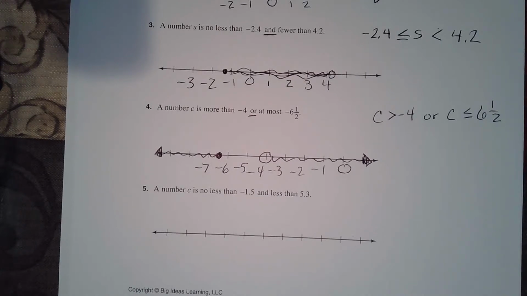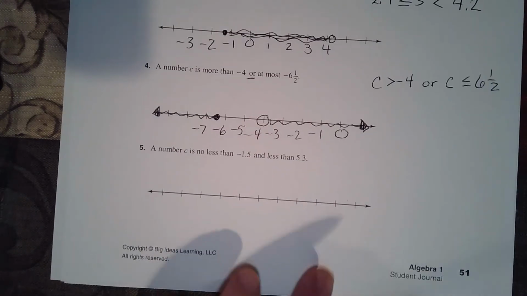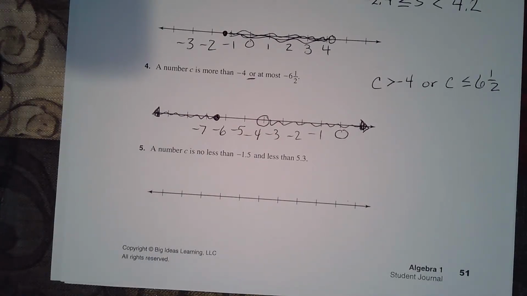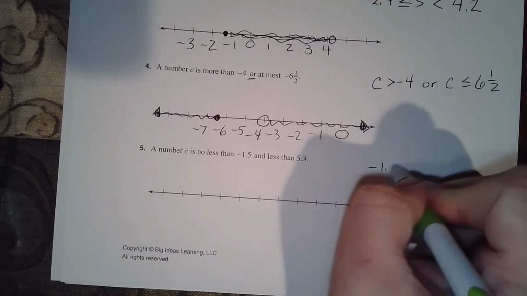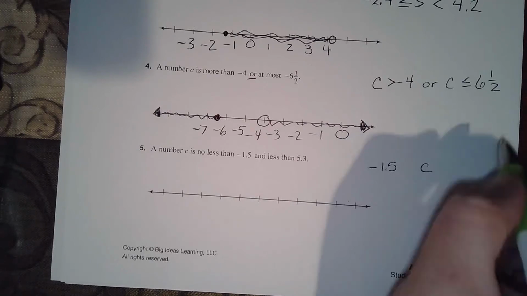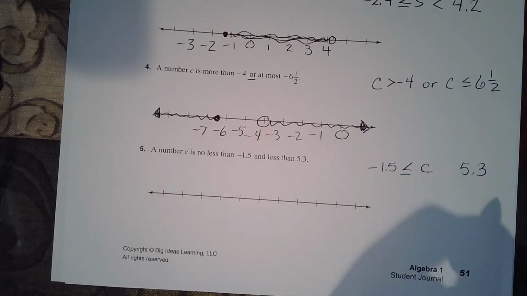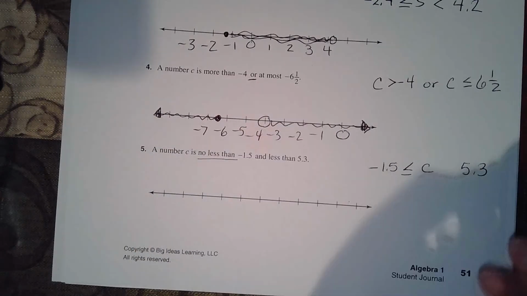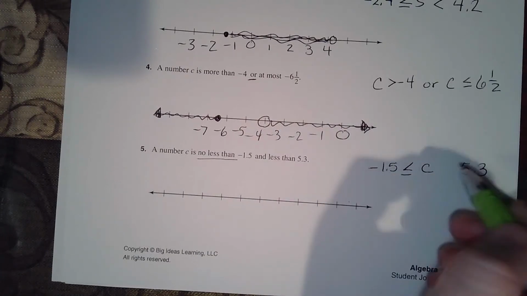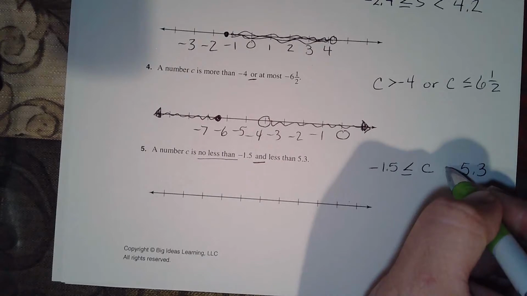Let's look at number 5. A number C is no less than -1.5 and less than 5.3. So once again, -1.5 is our lower number. We are using C for our variable, and 5.3 is our upper. So when we actually put this together, it says no less than. So no less than means I can hit it, but I can't go any further. And then the other side just says less than. The no in this part is what's given me the reason to put the equal to sign. This one just says less than. And once again, it's an and statement. So how we're going to write this is just an inequality sign.